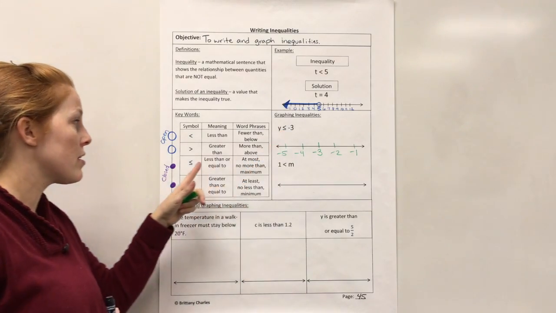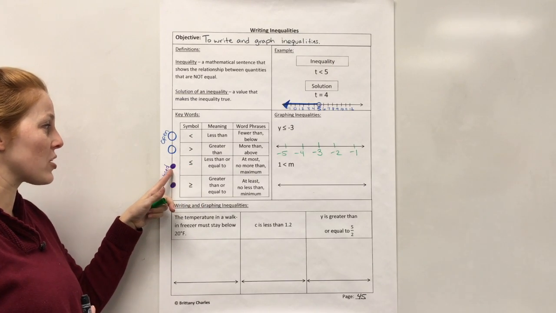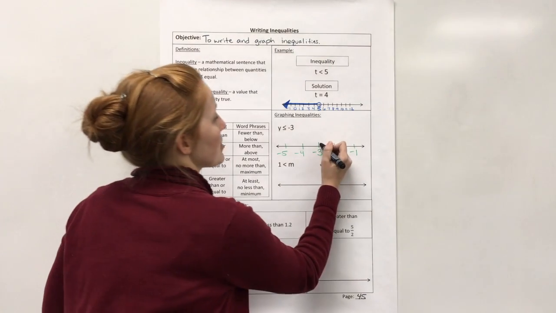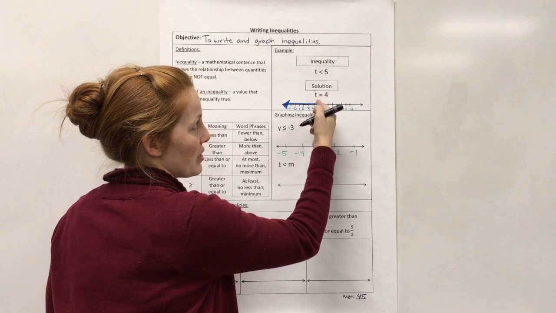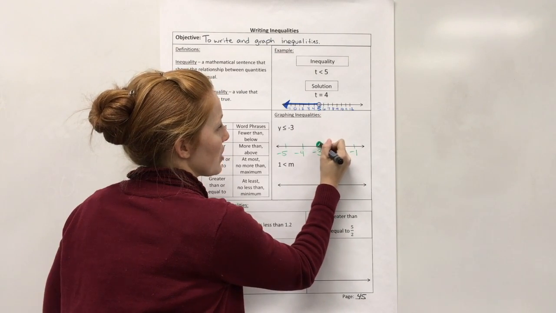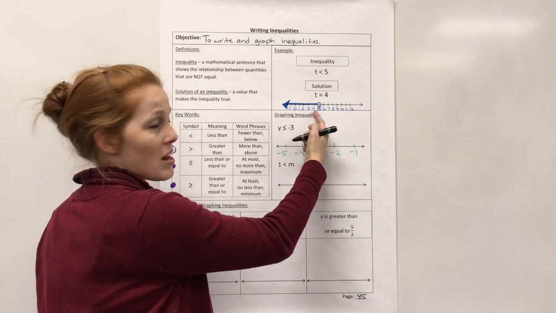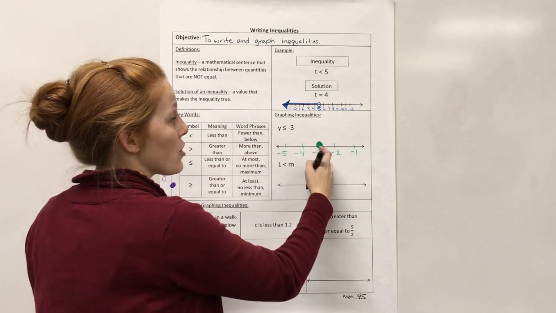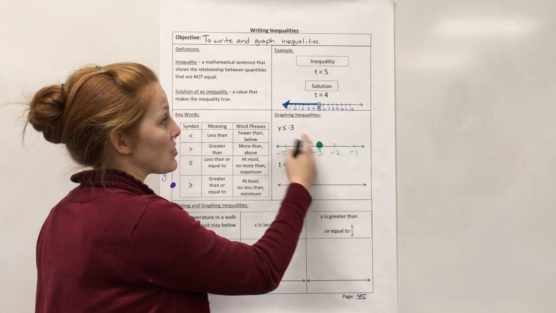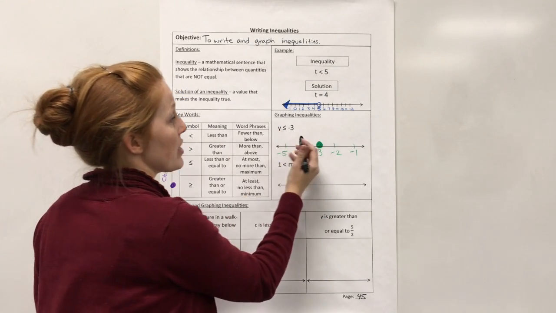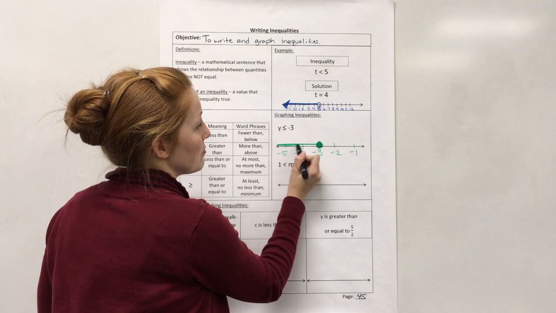So I look right here, less than or equal to, it's a closed dot. Instead of putting an open one like we did here, I'm going to fill it in because negative 3 is a solution. Here, 5 was not a solution, that's why it's open. Here, negative 3 can be a solution. It's also anything less than negative 3, so that would be this way.